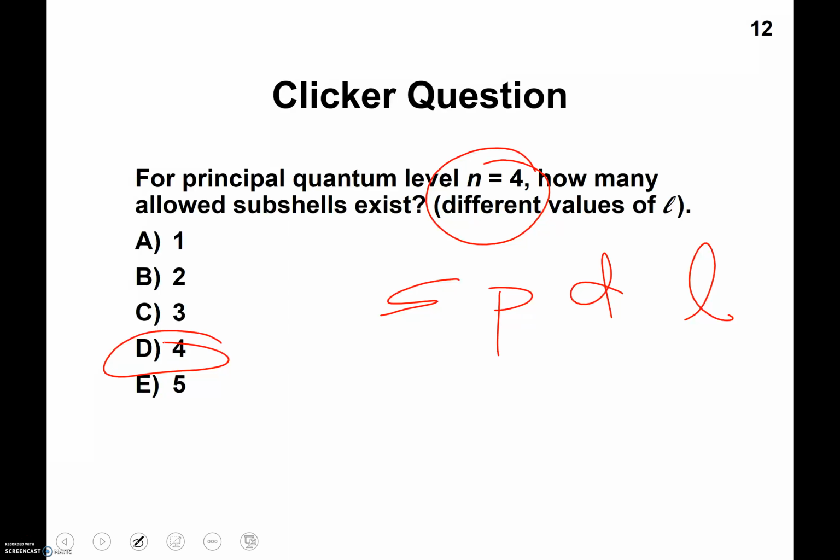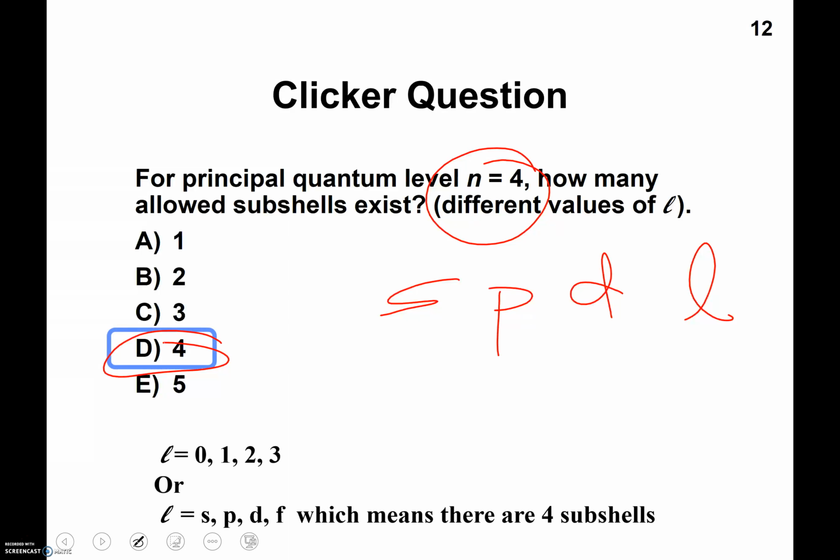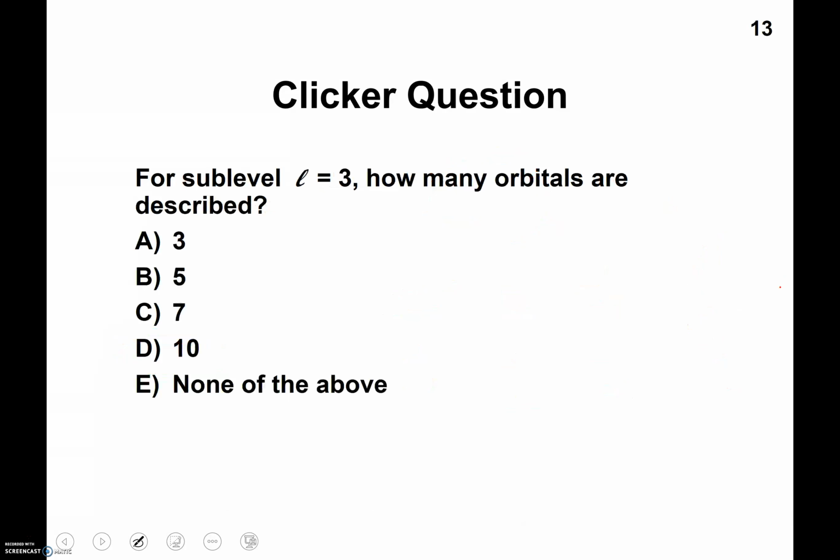That doesn't mean that you need to use them all, it's just that's how many are available or allowed there. Okay, we were right, excellent. And it's important to remember that this is 0, this is 1: L equals 1, L equals 2, L equals 3. S, P, D, oops, that's supposed to be an F. All right, let's go on.